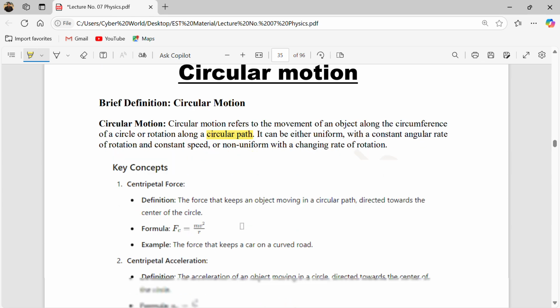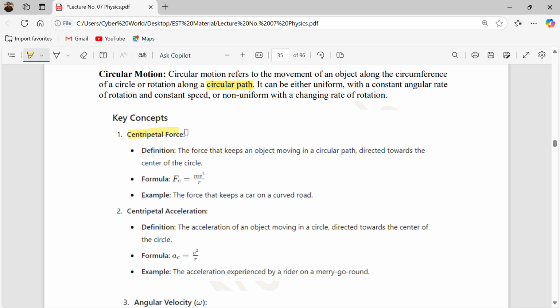In circular motion, the key points are centripetal force and centripetal acceleration. What is centripetal force? This force is responsible for keeping a body moving in a circle. It is the force that keeps an object moving in a circular path, and it is always directed towards the center of the circle. Its formula is mv squared divided by r. Centripetal force equals mv squared divided by r.